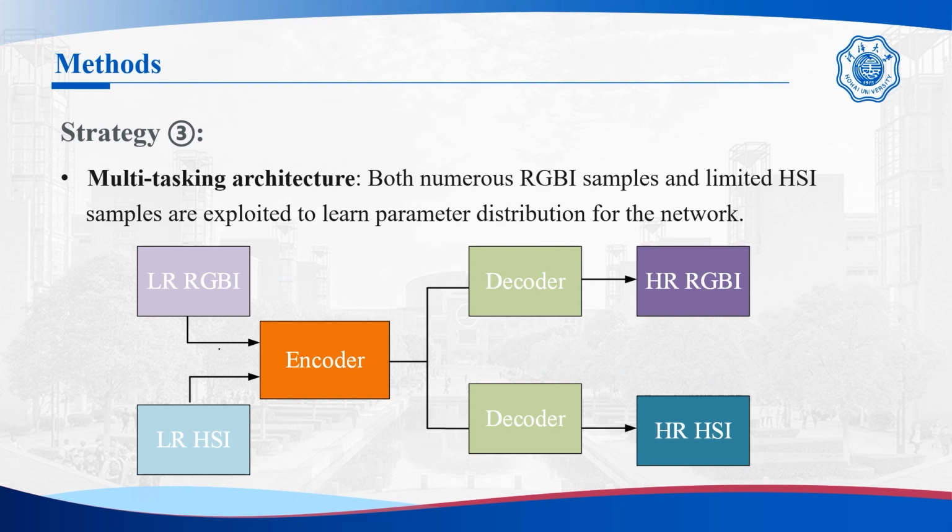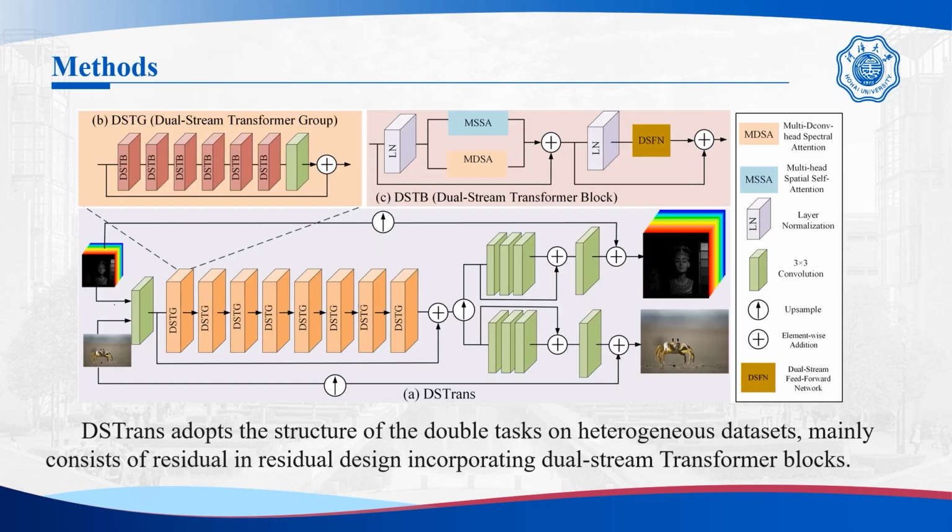We formulate both tasks into the same transformer such that abundant training samples can effectively regularize parameters and achieve excellent performance. Finally, we propose dual-stream transformer DSTrans for hyperspectral image restoration.